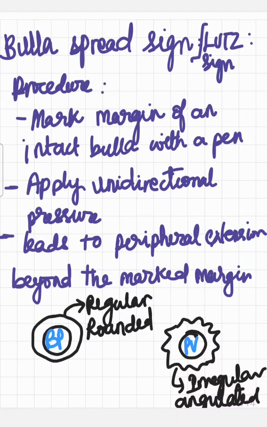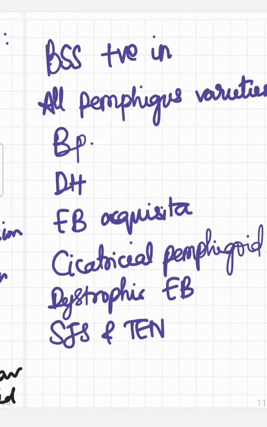Then there is another sign called bulla spread sign or Lutz sign. Here, first of all, you mark the margins of an intact bulla with a pen, and then you apply unidirectional pressure. This leads to the peripheral extension of the bulla beyond the marked margin. If this extension is regular and rounded, then it indicates subepidermal blistering disorder such as bullous pemphigoid. However, if it is irregular and angulated, it indicates intraepidermal blistering disorder such as pemphigus vulgaris.